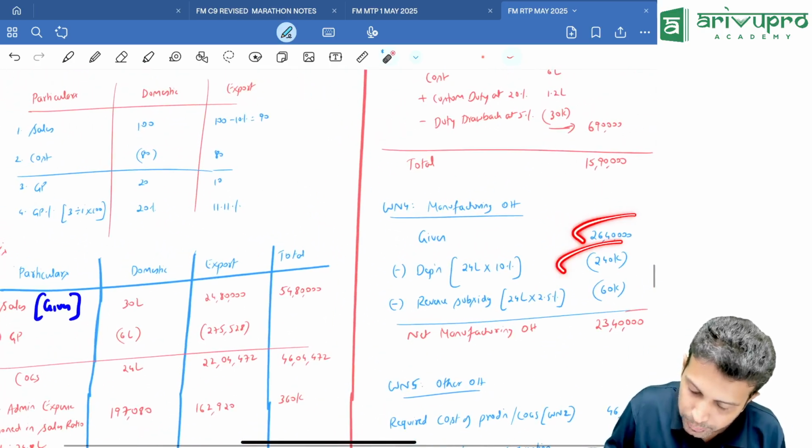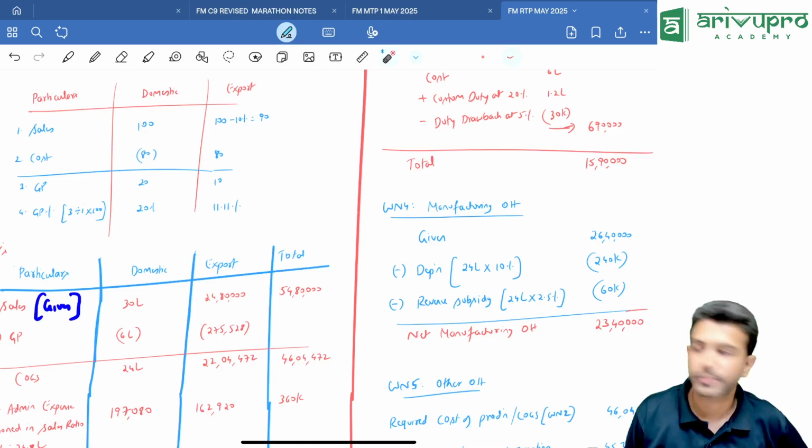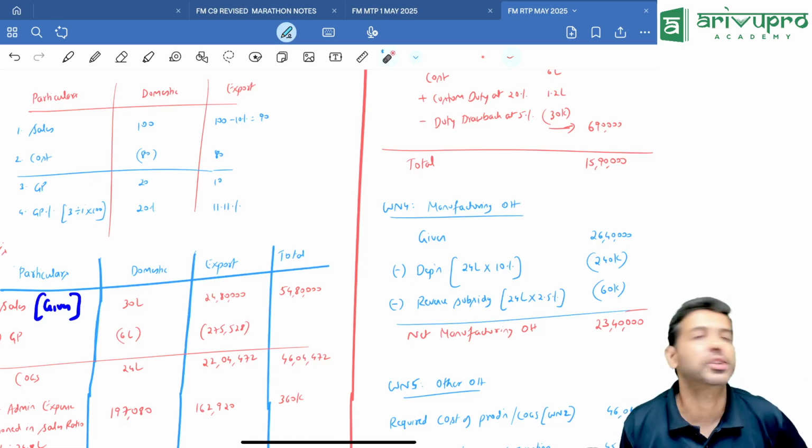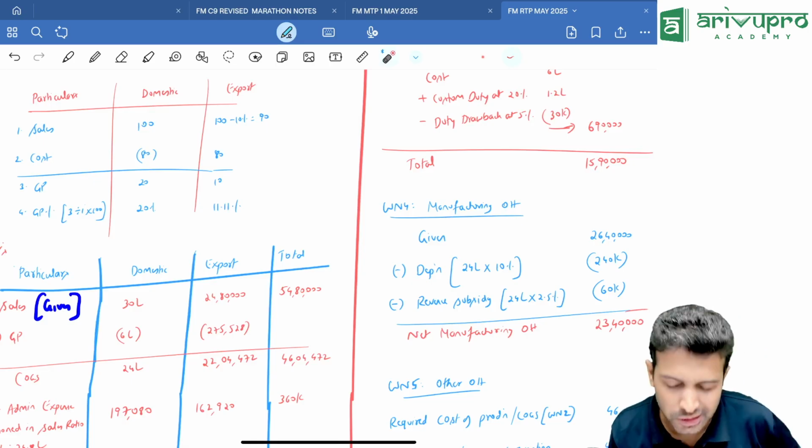Given number, reduce depreciation, reduce revenue subsidy. So the net number is 23 lakh 40,000. Okay. And there is one hidden adjustment. That way, this is a good problem. One hidden adjustment. What is that?